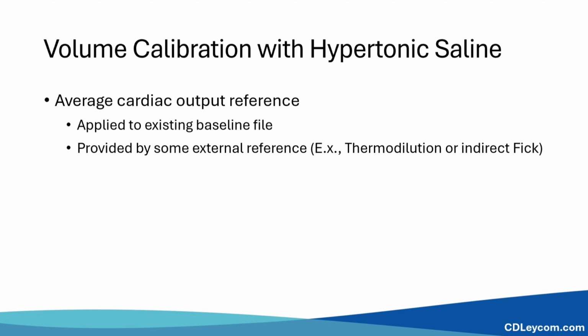The first required item is an average cardiac output value provided by some external reference, such as thermodilution or indirect Fick estimation. Note we will use this average cardiac output value later in the calibration process. However, this value is not needed during any live data acquisition.